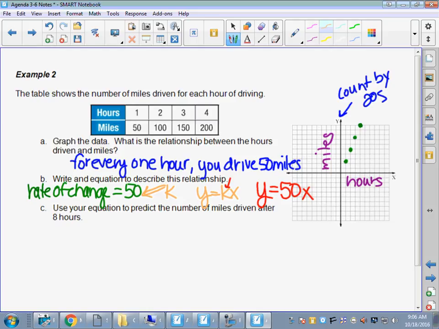And then use your equation to predict the number of miles driven after 8 hours. Well, the x is what stands for hours, right? 50 miles for every hour driven. So we'd say y equals 50 times 8, which means we're going to drive 400 miles.